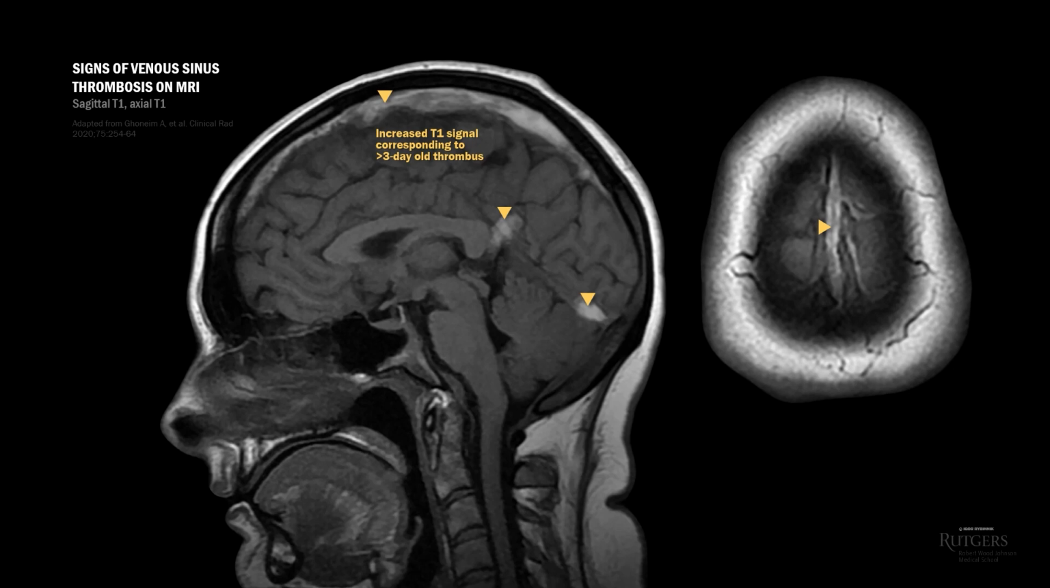I check my MRV against T1. If a sinus is missing on MRV, is it hypoplastic? Well, if it's bright on T1, it's thrombosed.